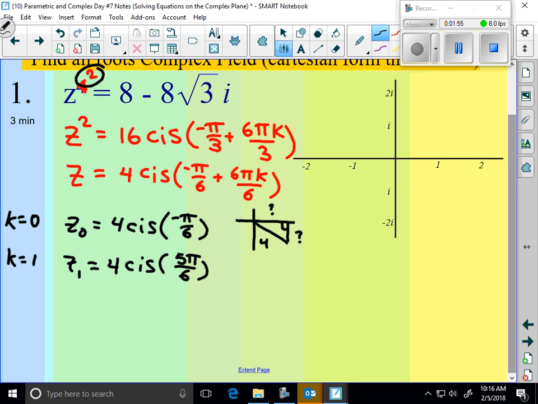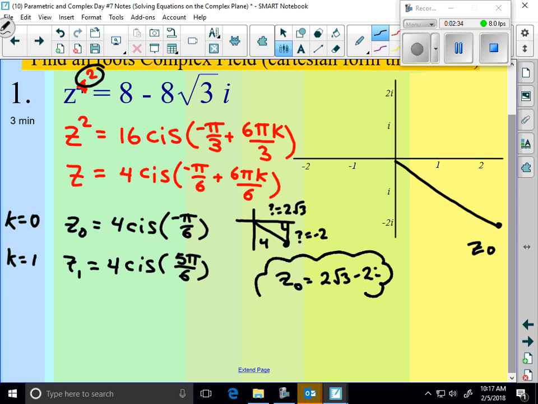Which one would be 2, Ben? This side? Well, it would be negative 2, but you're right. And then this would be 2 root 3. So technically speaking, z sub 0 would equal 2 root 3 minus 2i, and we would plot that on the Argand diagram. So I would go over 2 root 3, which is going to be further out than 2, and down negative 2i. So it'd be about there. That would be z0.